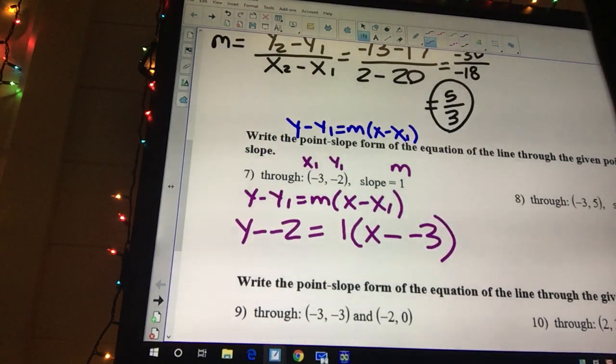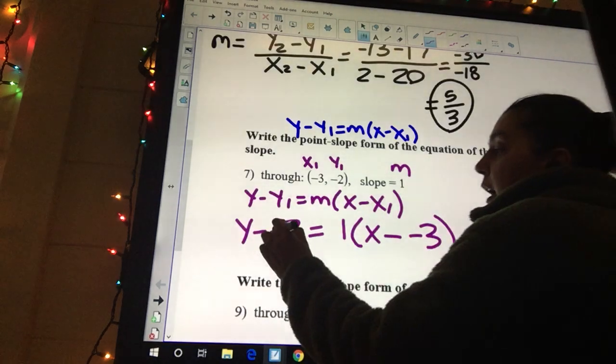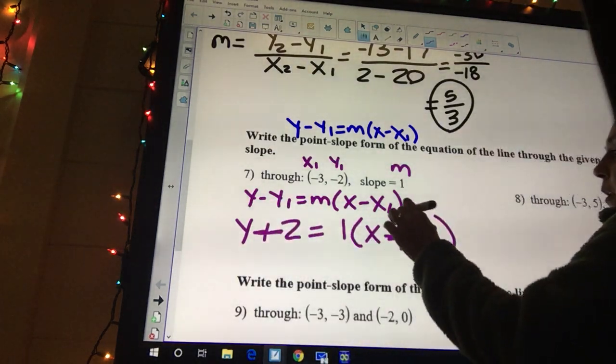Do we stop or do we keep going? Stop. Well, you make that 2 a positive, and you make that 3 a positive. So we're going to change these to a plus, and we stop.